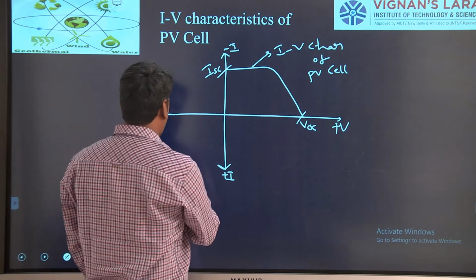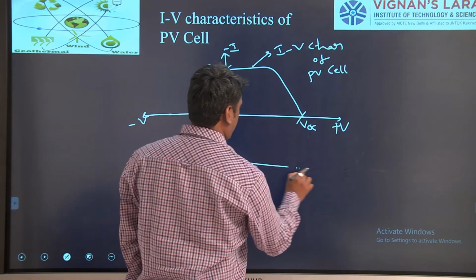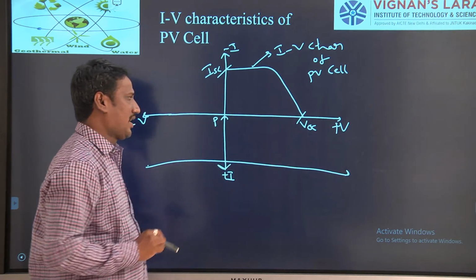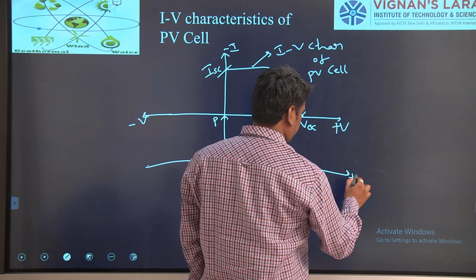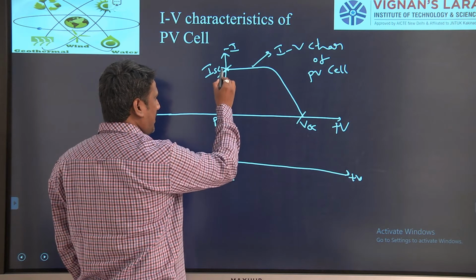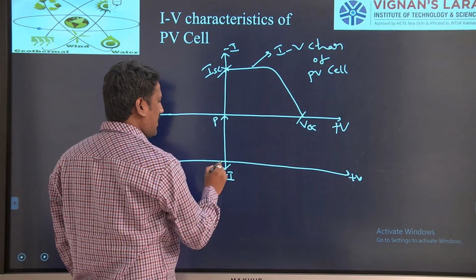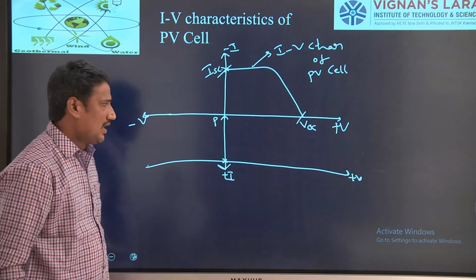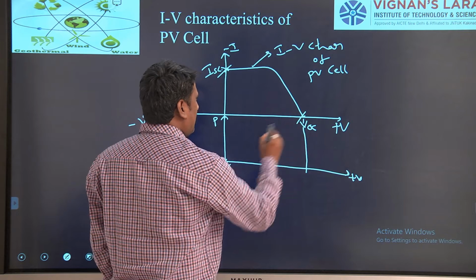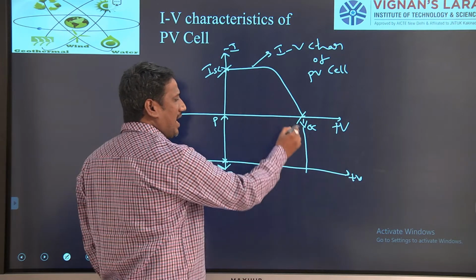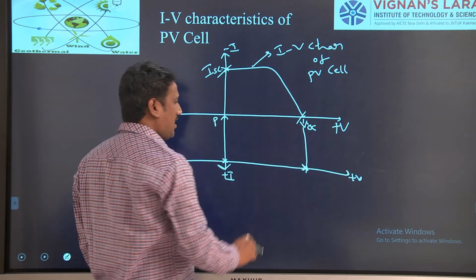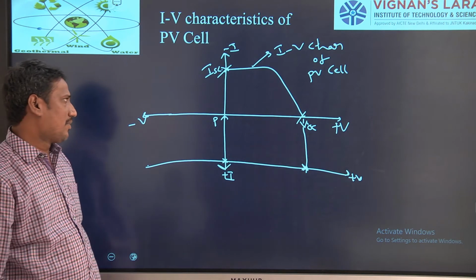From this you can also obtain the PV characteristics from the IV characteristics. At the starting, voltage is 0 and ISC is maximum, so 0 into something, you will get 0. At the ending, current is 0 and you have the maximum voltage. If you multiply 0 into VOC, you will get 0. Starting and ending points I have fixed.